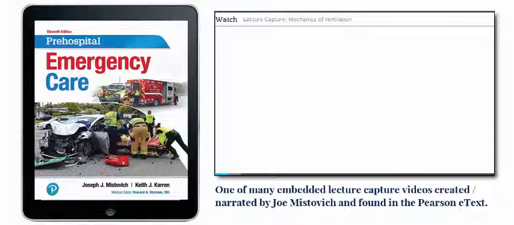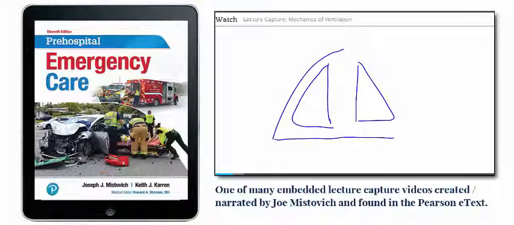So let's start with this, the actual lung itself. So the lungs are actually found within an enclosed container. This enclosed container we know as the thoracic cavity. The thoracic cavity is basically comprised of the ribs and the muscles between the ribs, and also the diaphragm. The diaphragm is located inferiorly in the thoracic cavity.